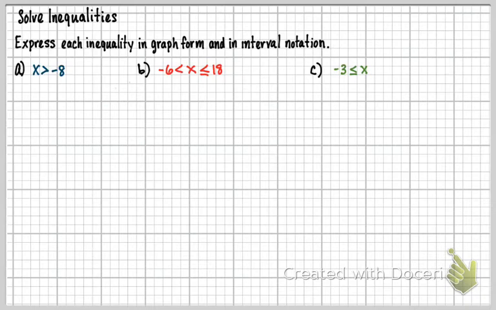Essentially the way I deal with these is I read this from the variable side. So this says x is greater than negative 8. So I think of the idea of a number line. And this is where that graph form comes in first. And I'm going to put the number negative 8 on it.